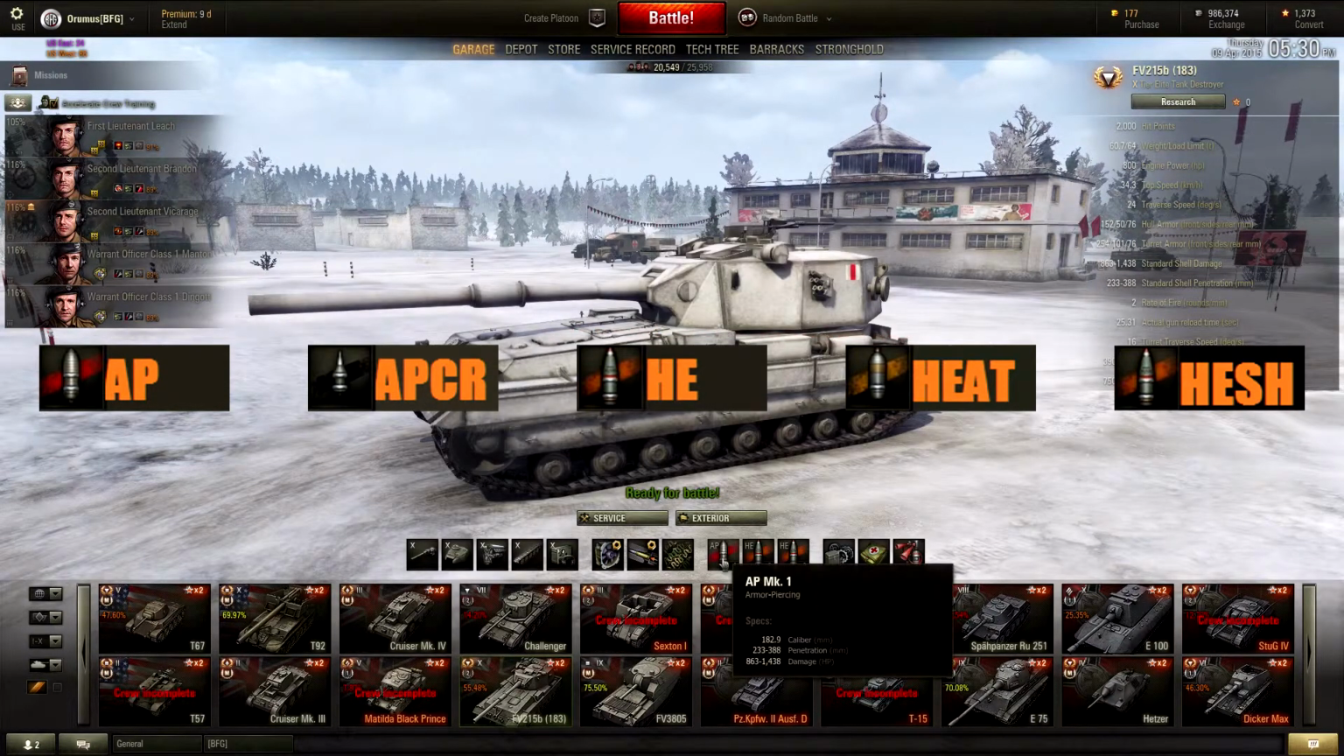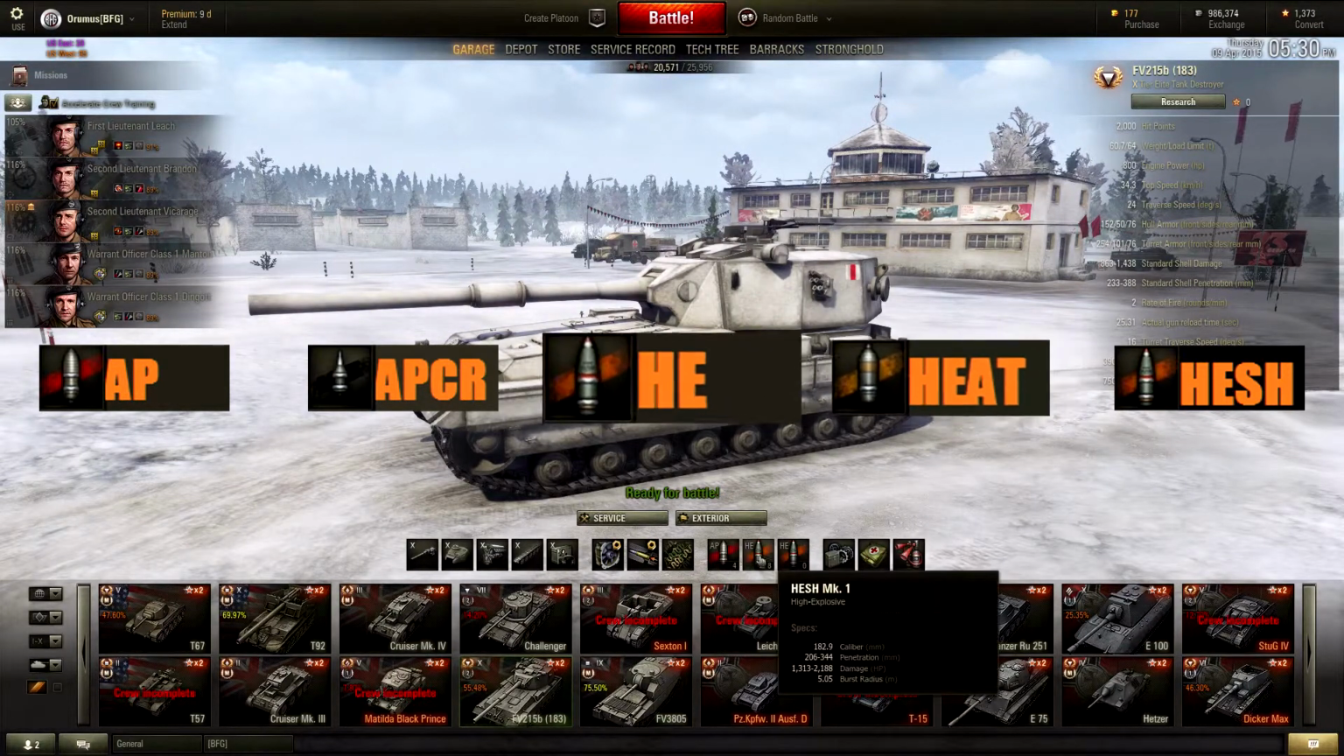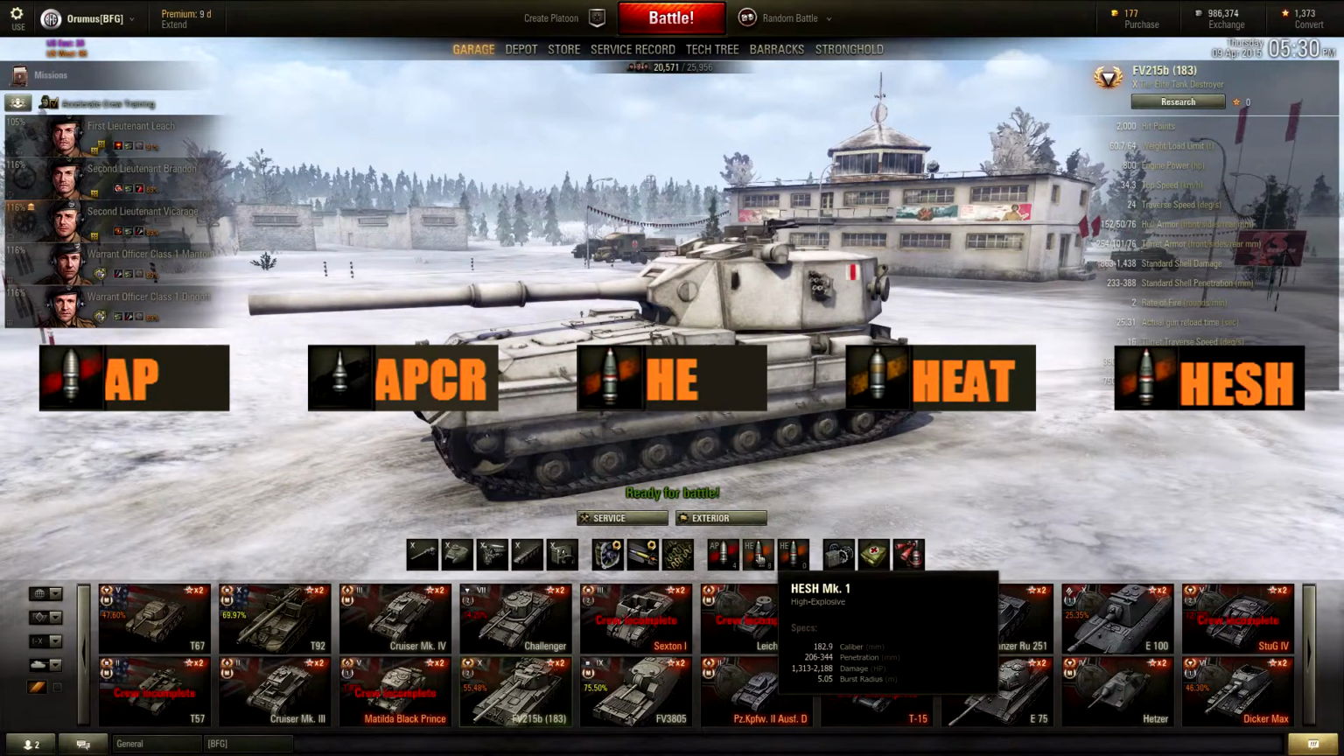So that's actually good, because negating 5 degrees of angling, hey, that's good. That's less armor you have to penetrate. APCR will negate up to 2 degrees. It has 2 degrees of normalization. HEAT, HE, and HESH have no normalization at all.